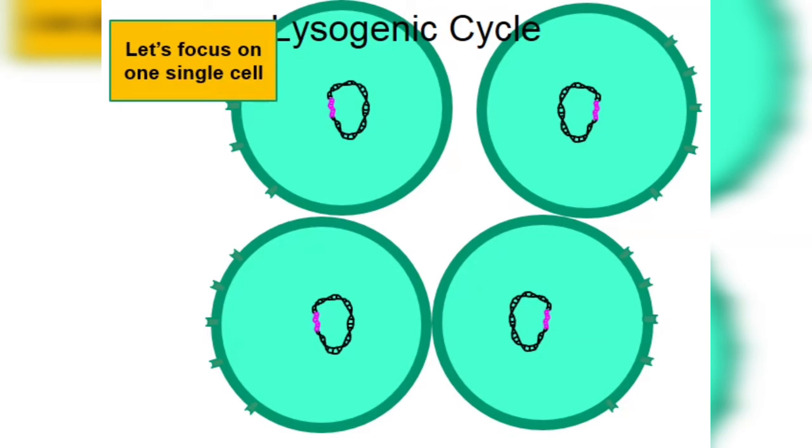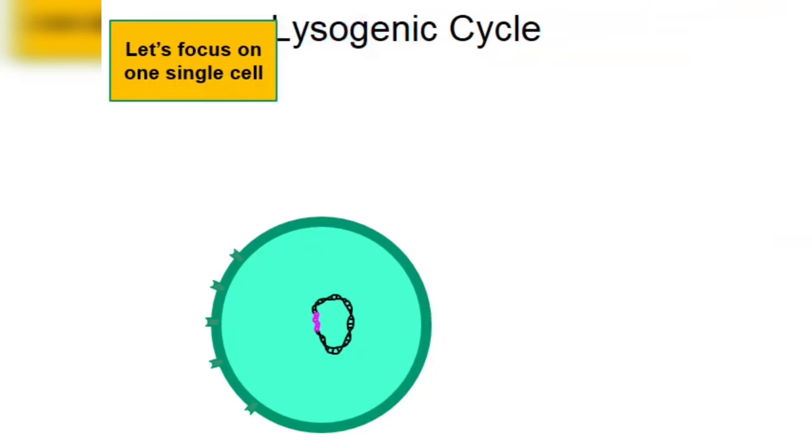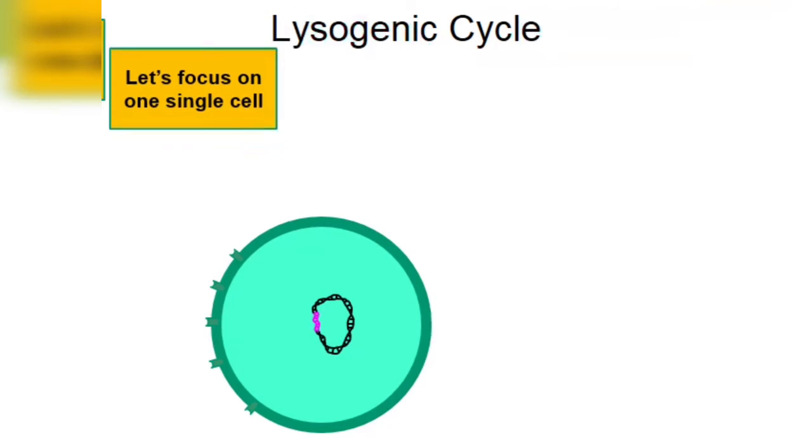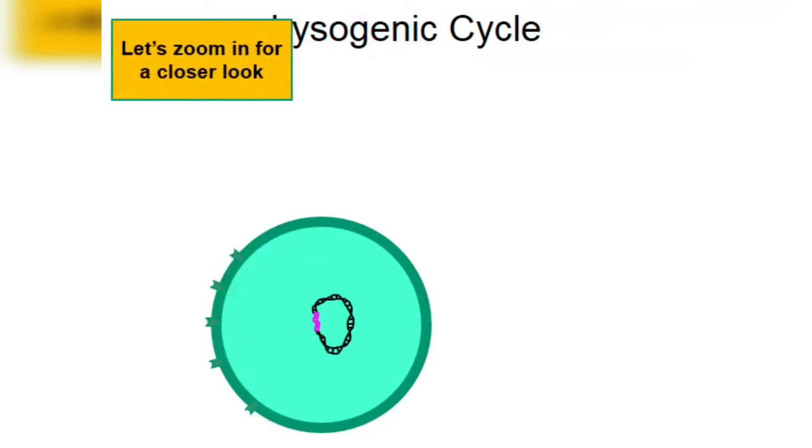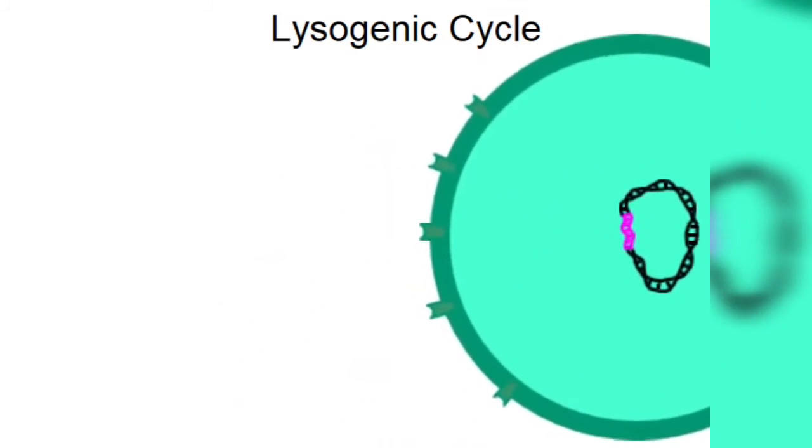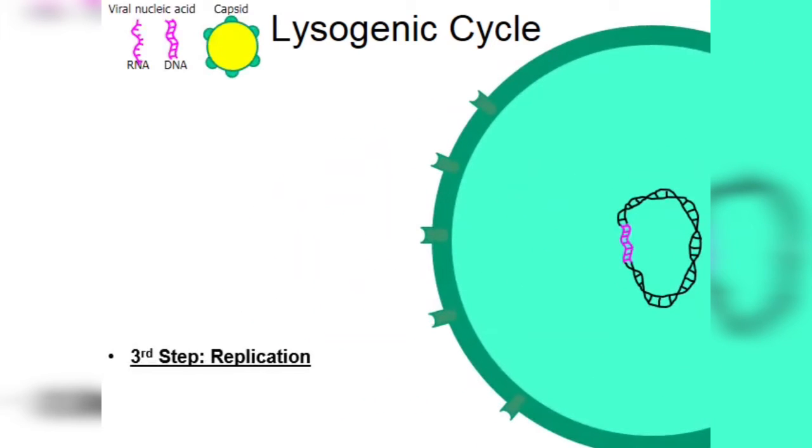Well, now let's get back to the lysogenic cycle here. Let's focus on one single cell just for simplicity. And let's zoom in on that one cell for a closer look. So stage 3 is called replication. Eventually, the latent period in the lysogenic cycle will end. The viral DNA will become active, and this signifies step 3, called replication.